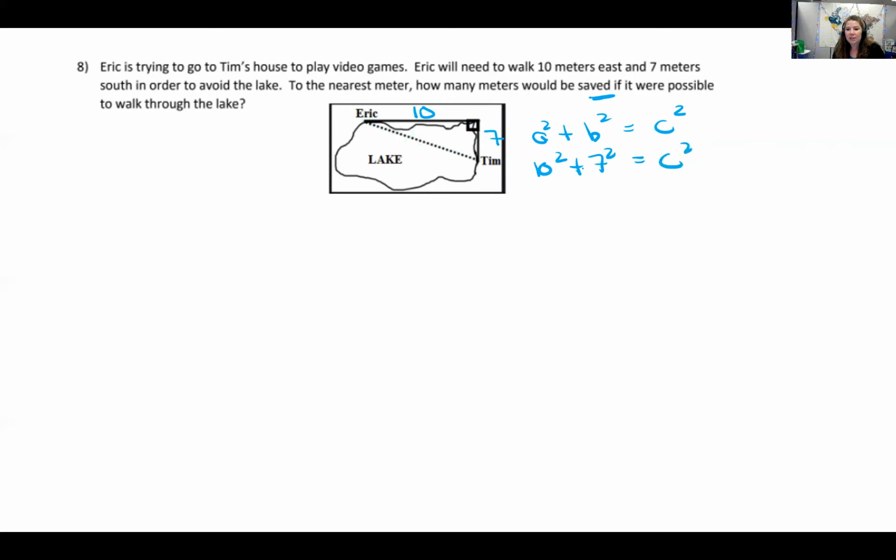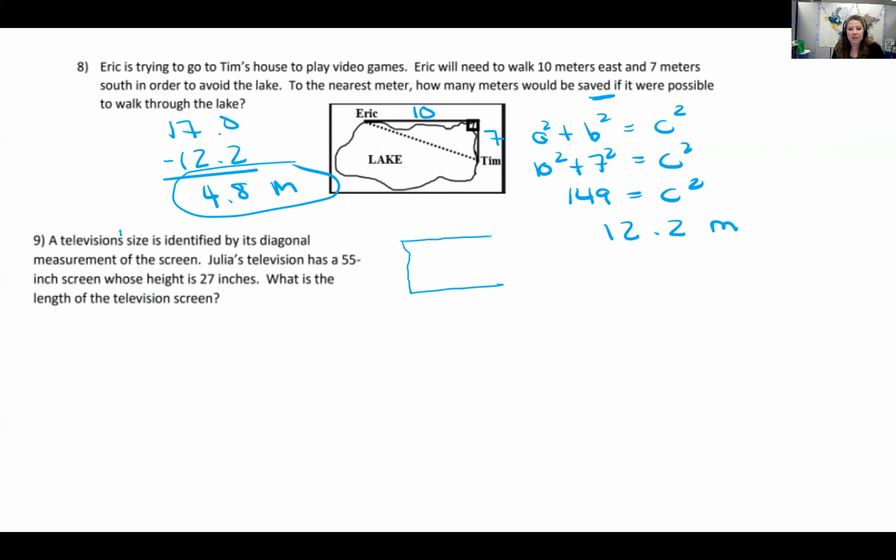Number 9, a television's, oh, that should have an apostrophe. A television size is identified by its diagonal measurement of the screen. Julia's television has a 55-inch screen whose height is 27 inches. What is the length of the television? So that's true. If someone tells you, I have a 72-inch television, they don't mean it's 72 inches long. That means the diagonal across is 72 inches.